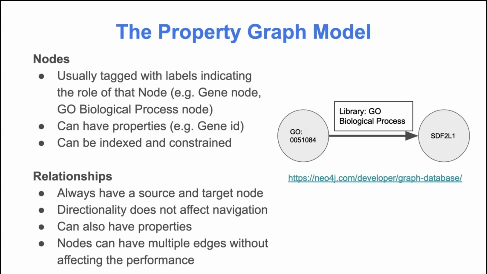And a relationship can also have properties. For example, I just said here that the library is GO Biological Process. If you have information, maybe gene expression or something, you can add different properties on these edges, which can also be searched. And one thing is nodes can have multiple edges without affecting the performance, which is actually really good.